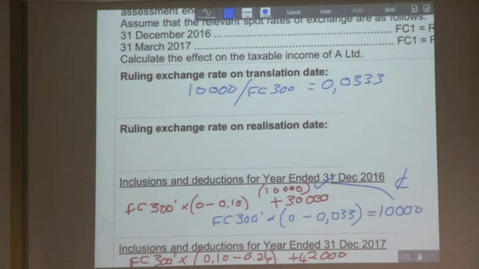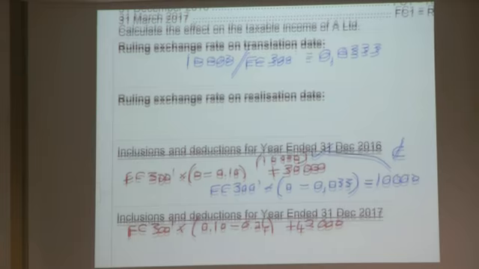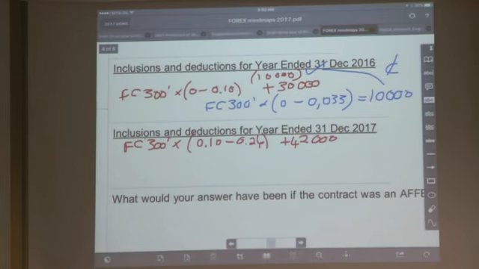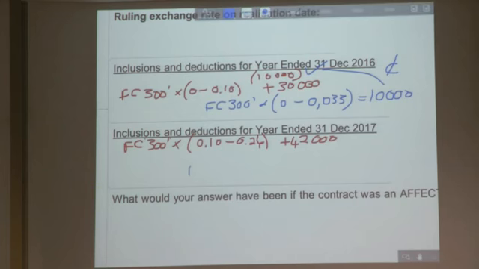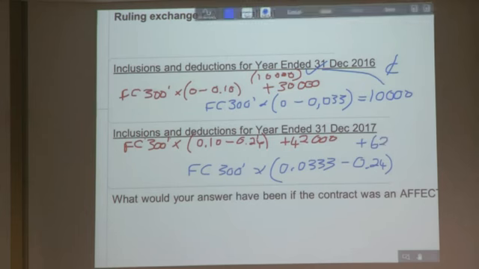Yes? What's going to happen when it's realized? Now I'm going to have foreign currency 300,000 multiplied by what? Remember, you start always with your latest rate to continue with my comparison. So I've had already 0,033, that's my year-end rate, and now I'm comparing it to the 0,24. Yes? And what is that answer? 62,000.